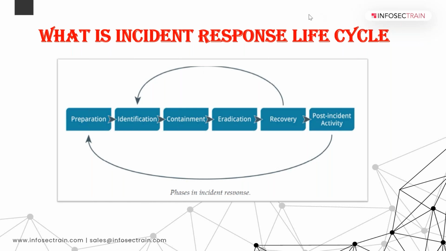So what can be the preparation, guys? There are 5 phases, so you can see over the screen 6 phases. Whenever an incident happens in the organization, first they will start with preparation, next identification, containment, eradication, finally recovery, and post-incident activity. What is that?